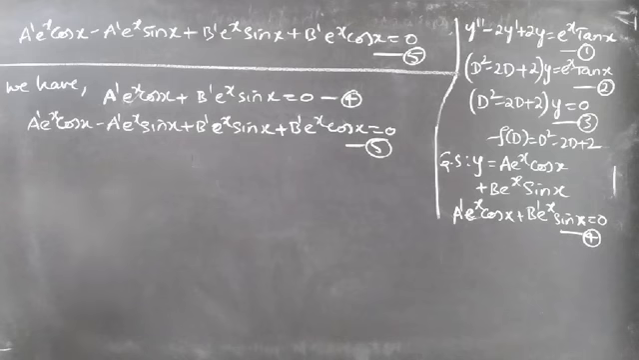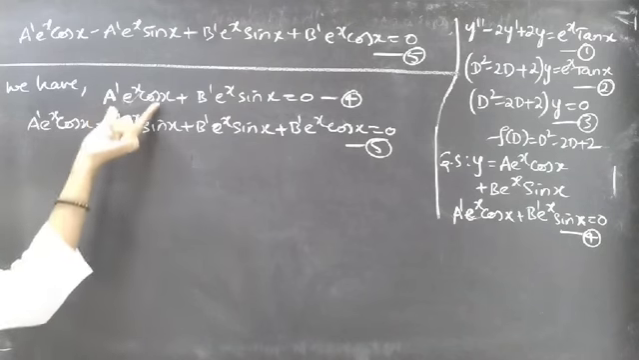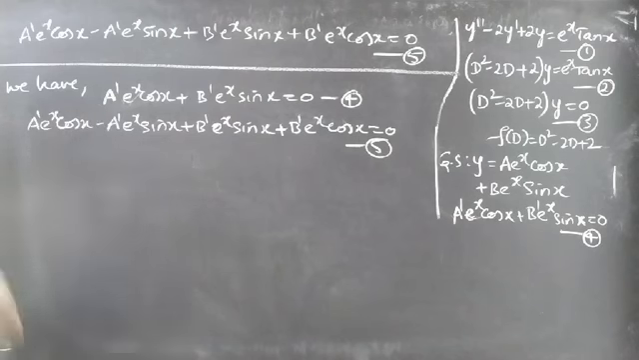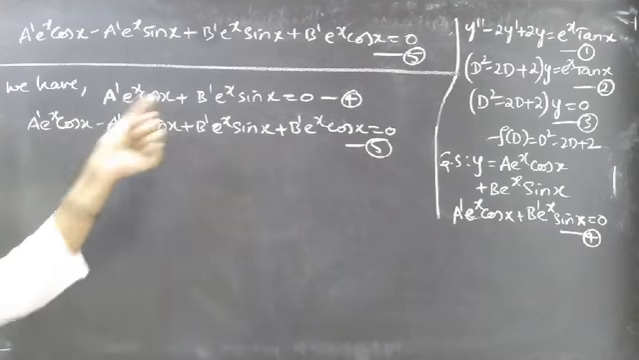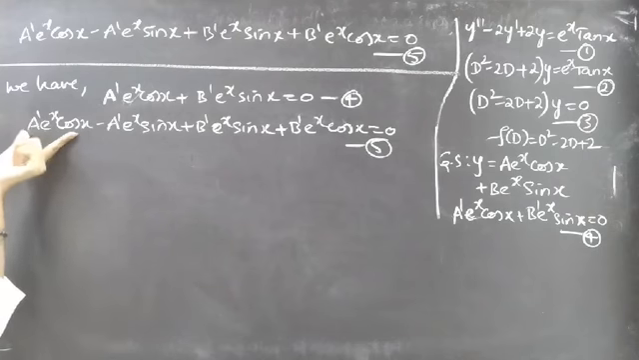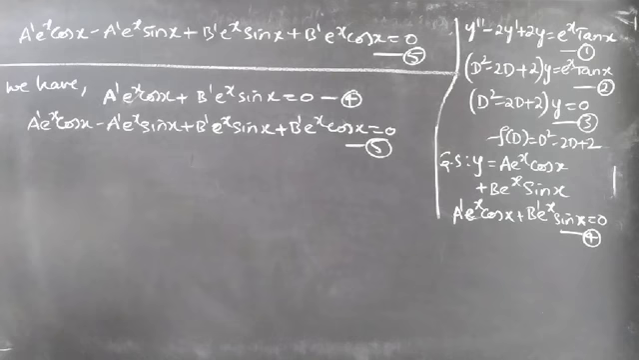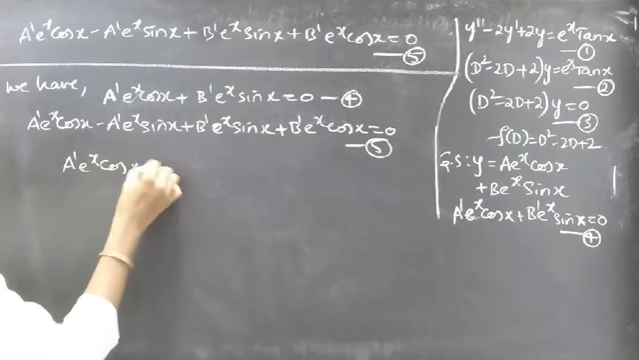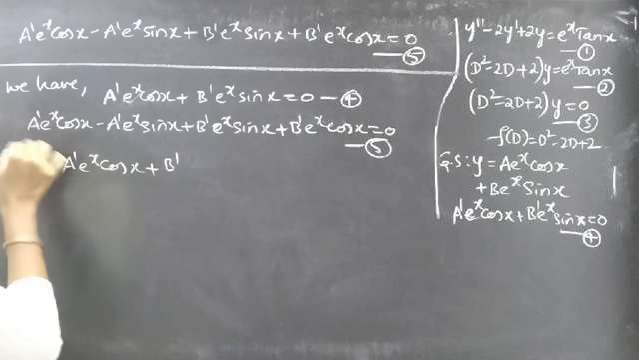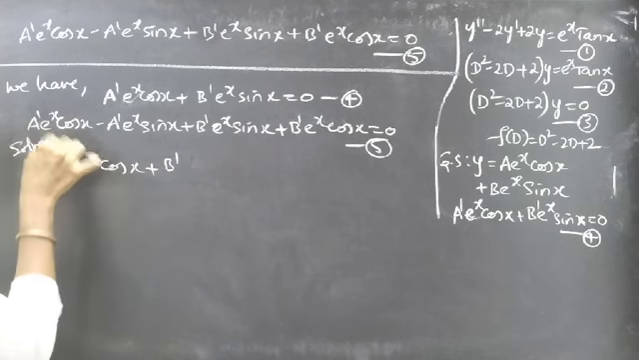So in order to solve this, we'll first observe the first terms of the two equations. In equation 4, we have a dash e power x cos x as the first term, and here we also have a dash e power x cos x, right? So it's easy to solve. Let's solve equation 4 and 5.